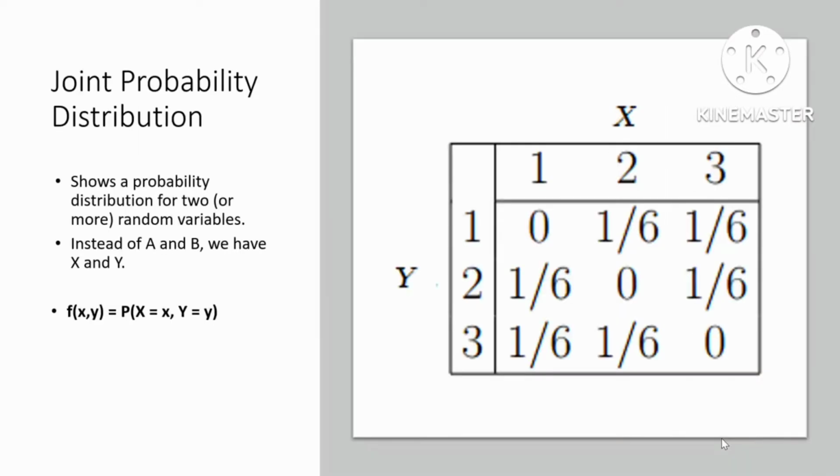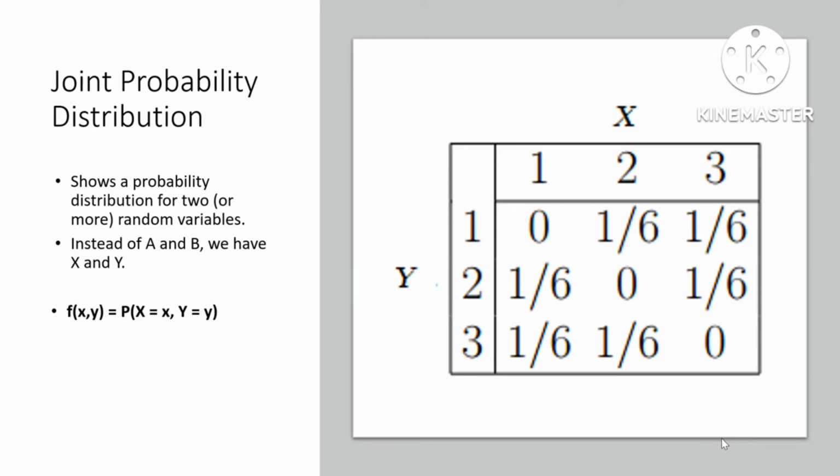We can also show joint probability in a table. A joint probability distribution shows a probability distribution for 2 or more random variables. Instead of events being labelled A and B, the norm here is to use X and Y. The formal definition looks like this, but the whole point of the joint distribution is to look for a relationship between the two variables. That's all this formula is trying to quantify, a relationship between X and Y.